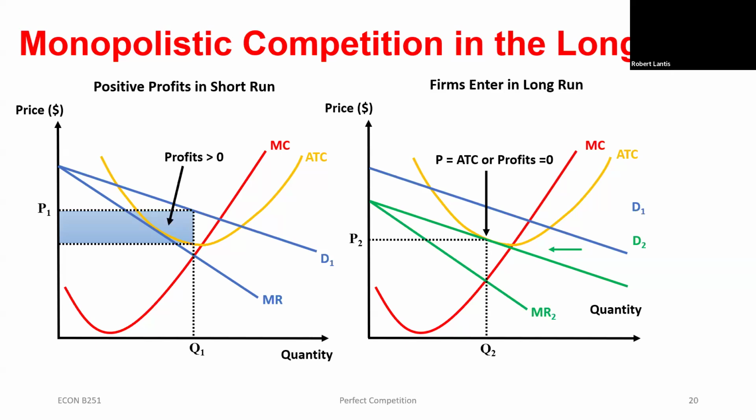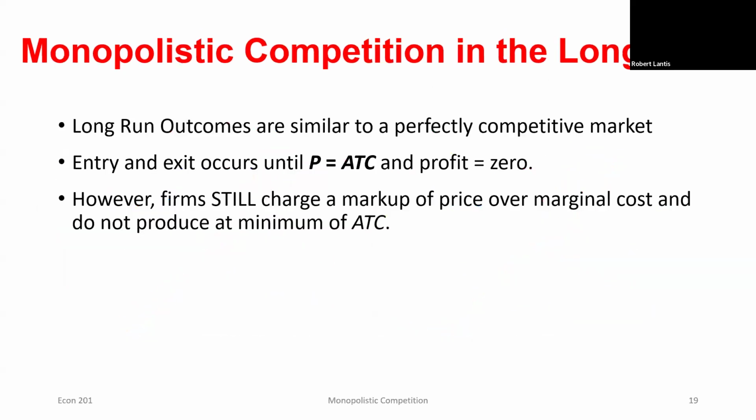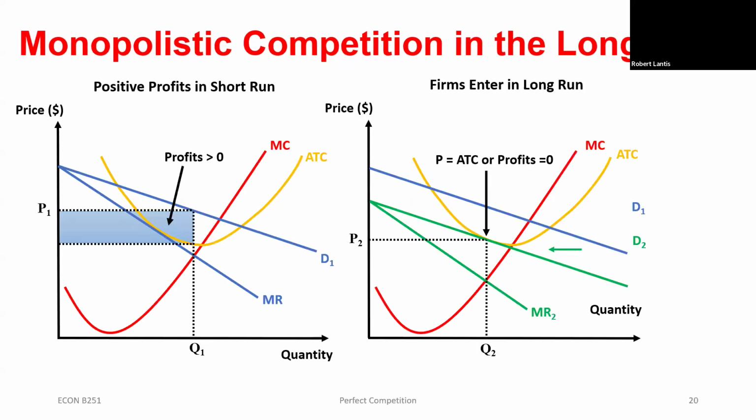So I've got a different depiction of this. So I think I have kind of the long run outcome. It's very similar to a perfectly competitive market. We end up with price equal to average total cost and profits are zero. Now, when profits started out as negative, firms exit, the demand each firm faces goes up until we end up with profits of zero.